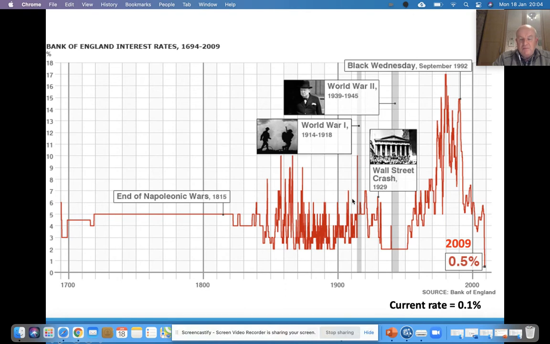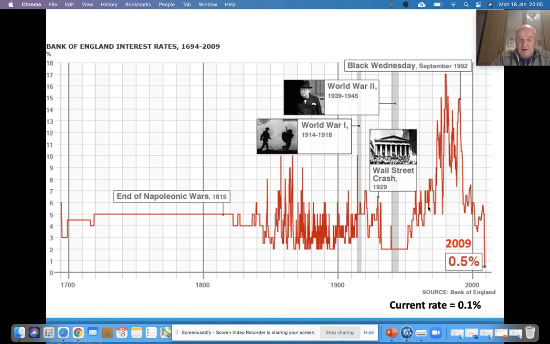And then clearly when we've had major external shocks of any description, the First World War was a significant major external shock, as was the Second World War. We got the Wall Street crash of 1929, and then with each of these crashes, or each of these instances where we have significant events, in order to try to stimulate economic growth, interest rates have fallen significantly.